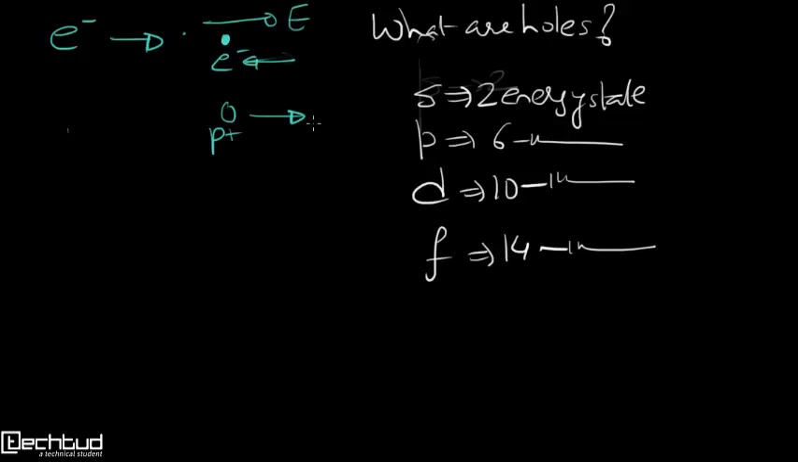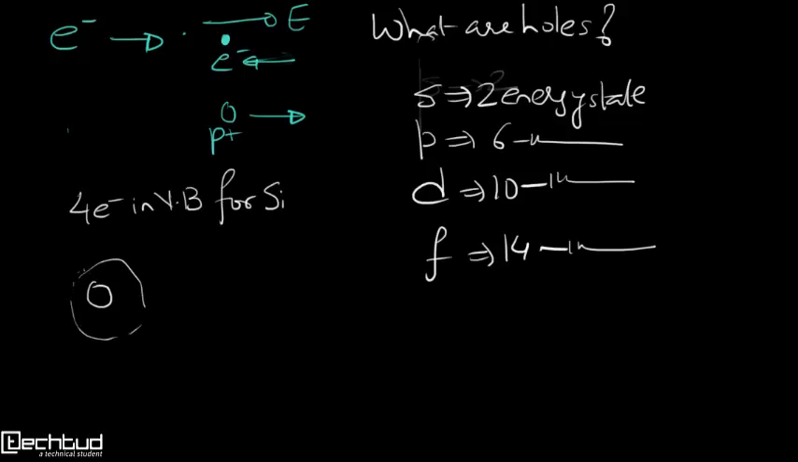So holes have a tendency to move in the electric field. Now, how do the holes come into the picture? Suppose there are 4 electrons in the valence band for silicon. Suppose an electron moves from one silicon atom, and these are the 4 electrons in the valence band. I am not talking about the other electrons.